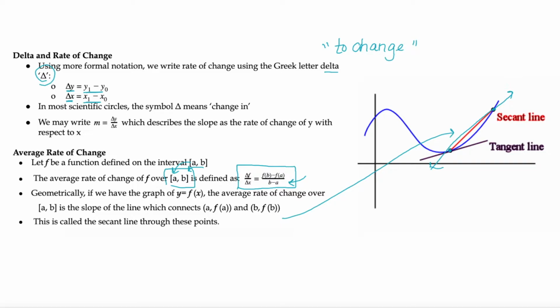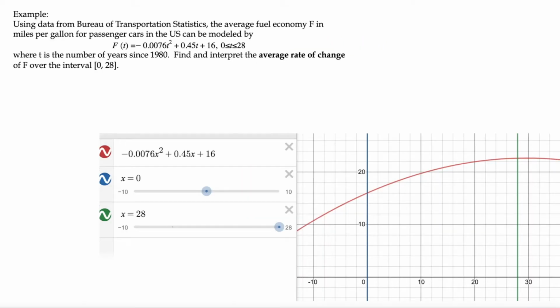Let's look at slide 3. Using data from the Bureau of Transportation Statistics, the average fuel economy in miles per gallon for passenger cars in the U.S. can be modeled by f of t equals a lot of decimals on the interval between 0 and 28 included, because they have less than or equal to signs, where t is the number of years since 1980.